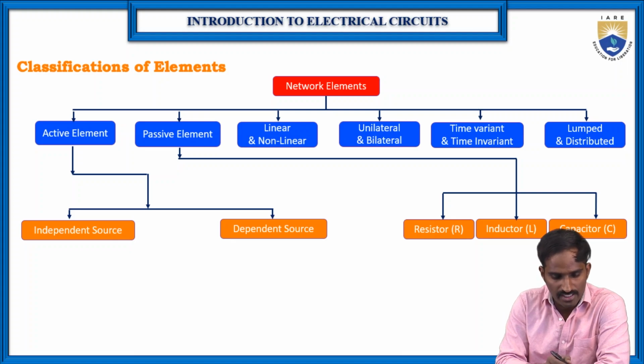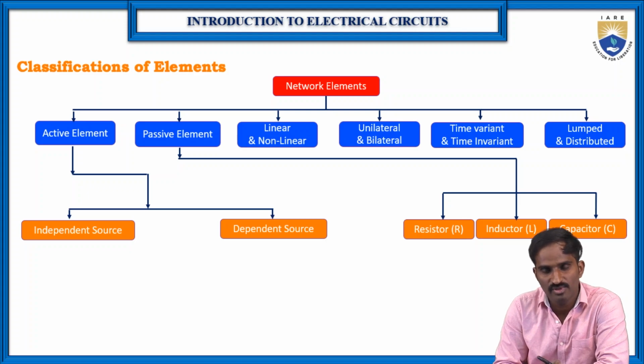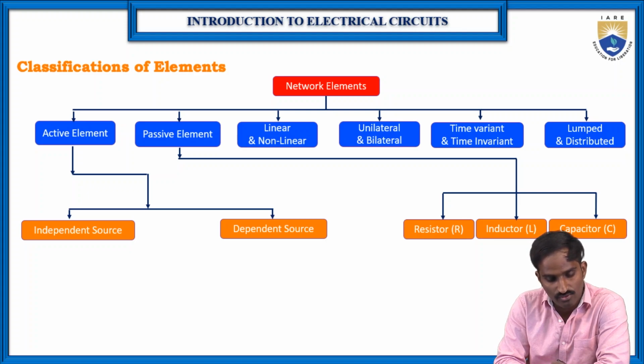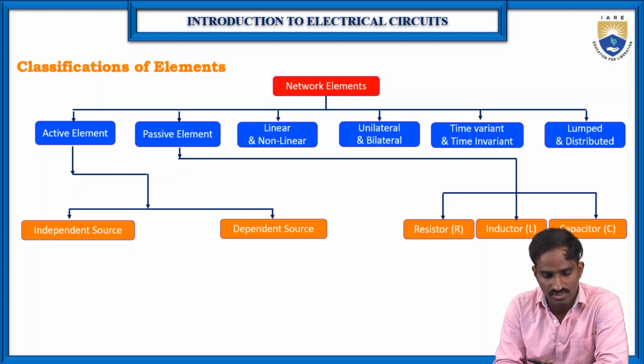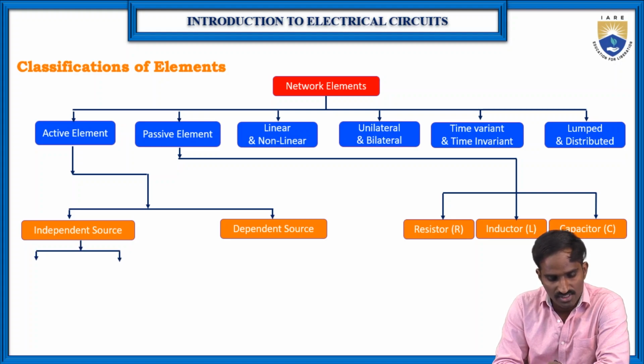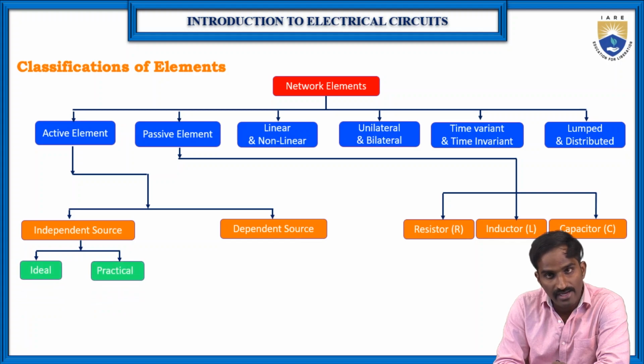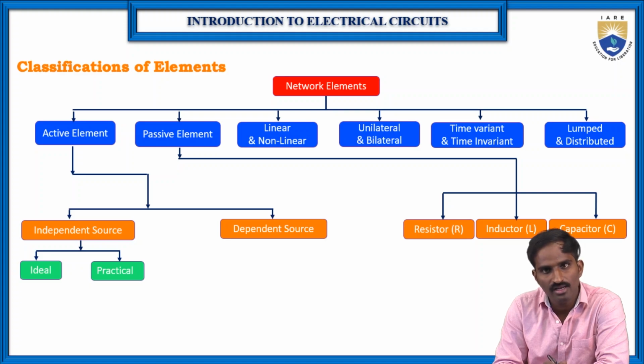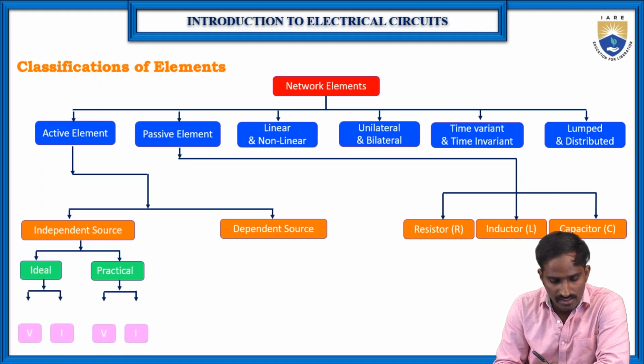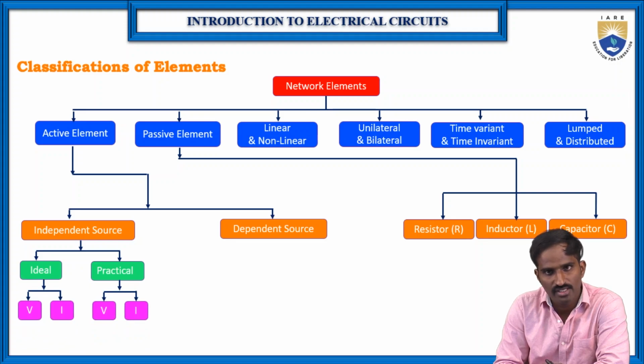And we will see what the active elements are also. Usually the voltage source and the current source are the active elements, and again the voltage and current sources are classified into independent sources and dependent sources, that we will discuss. Then the independent sources are again sub-classified into ideal and practical sources. As I told you, ideal voltage source is there, ideal current source is there. Similarly, practical voltage source is there, practical current source is there.